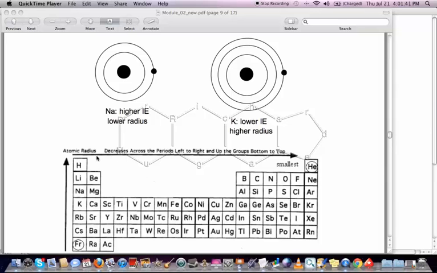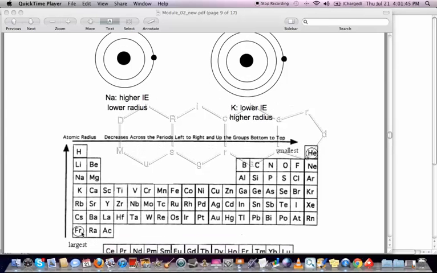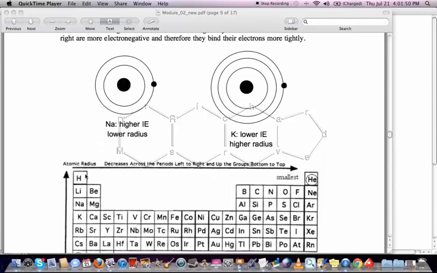And atomic radius will decrease going up the columns, and the reason for that is because with each additional row we're adding a row of electrons. So it's like sodium and potassium. Potassium will be larger than sodium will be because of the extra row of electrons. But what's kind of surprising is that atomic radius actually decreases going from left to right across the periodic chart.